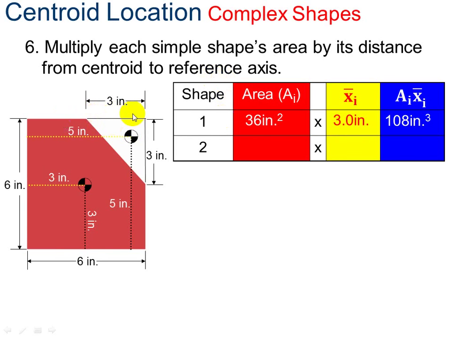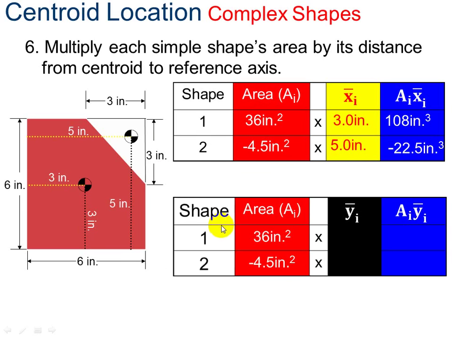Then the area of the triangle, base times height divided by 2, is going to be 4.5. Again, we have negative because I want to take that area away. And then the distance from the reference axis to the centroid is 5. I'm going to multiply those two, and there's my amount.